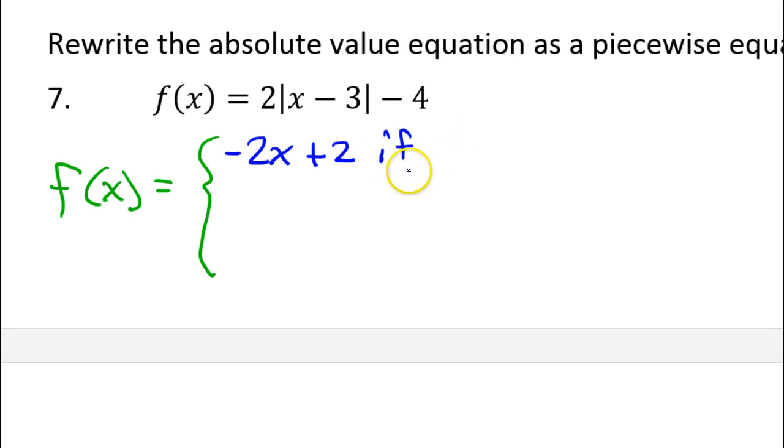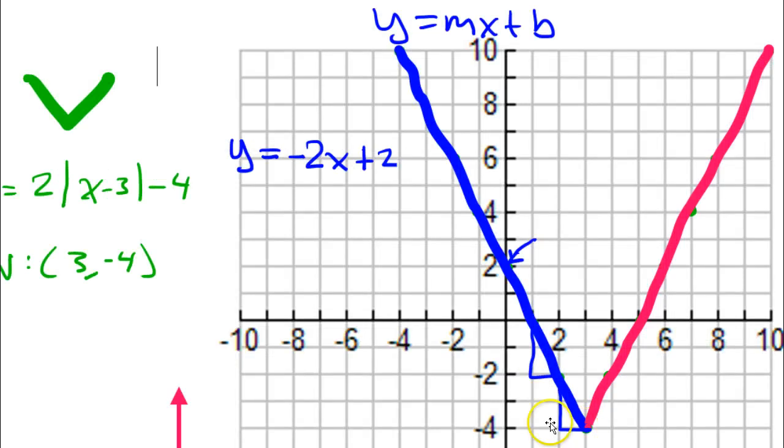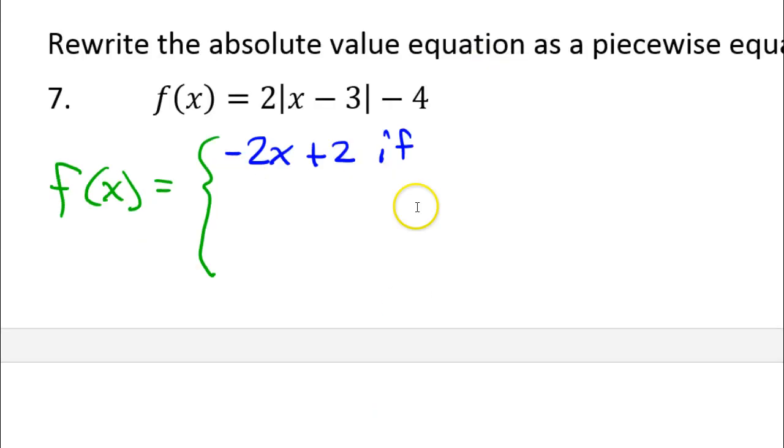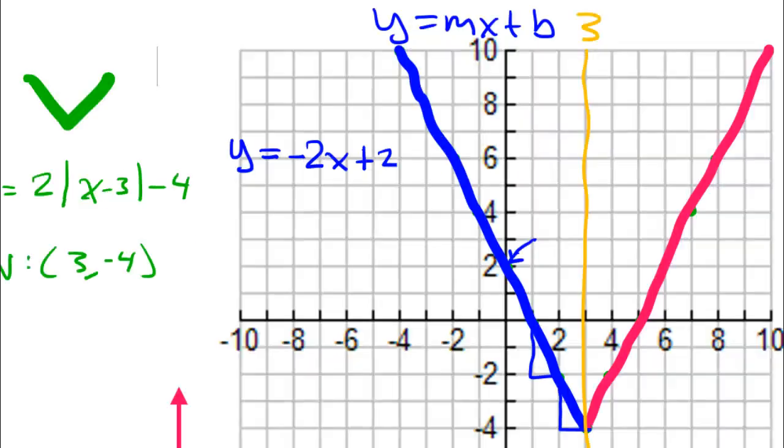Now I need that if part. So this is the left side. Okay, remember, there's an axis of symmetry right here, splitting this thing down the middle. This is at an x value of 3. So we're to the left of 3. So we're going to say if x is less than or equal to 3 because we're to the left of 3.